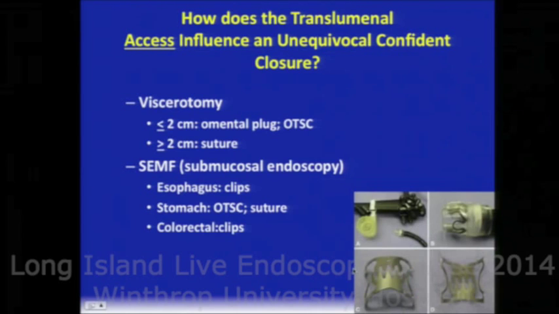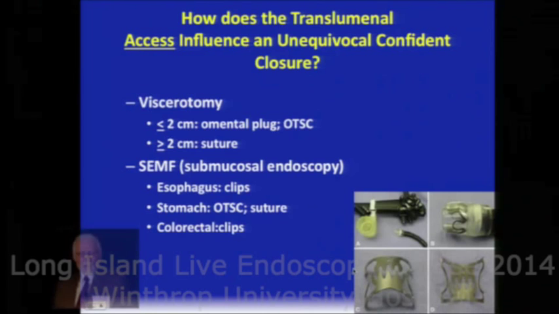The alternative choice is the over-the-scope clip. This is well liked by a lot of endoscopists because it's a cap-based procedure similar to endoscopic banding. The caveat here is it has size limitations, and you really shouldn't be thinking about this for any full-thickness defect or viscerotomy that's approaching more than 2 centimeters in size, because it's cap-based, and it's going to give you dog ears. You'll get into trouble.